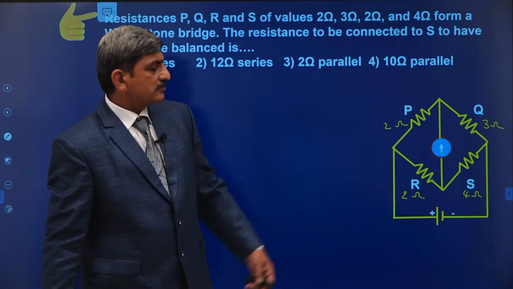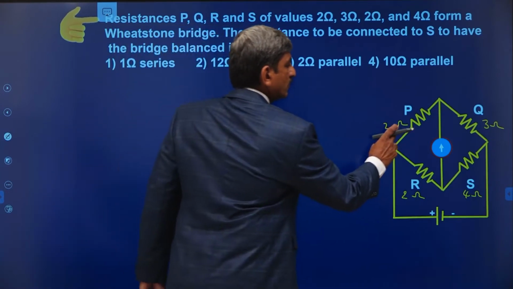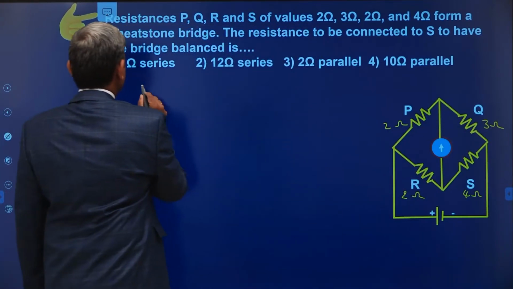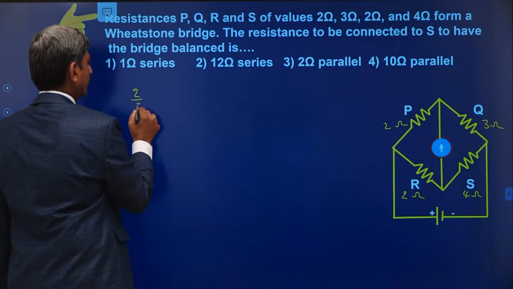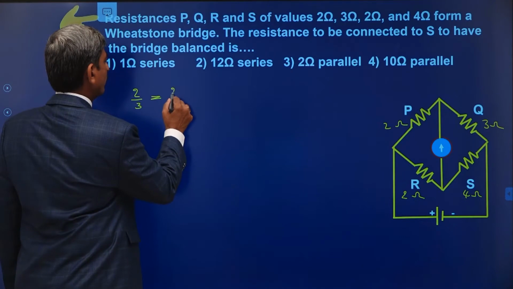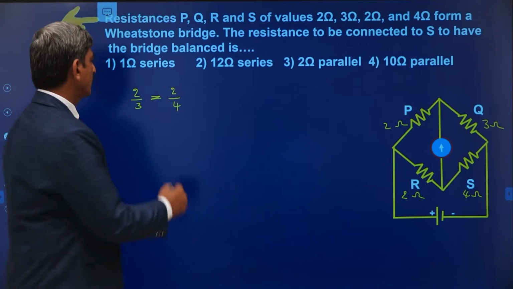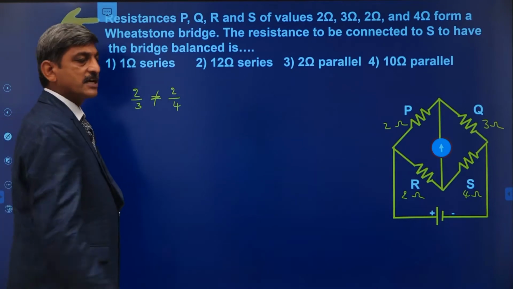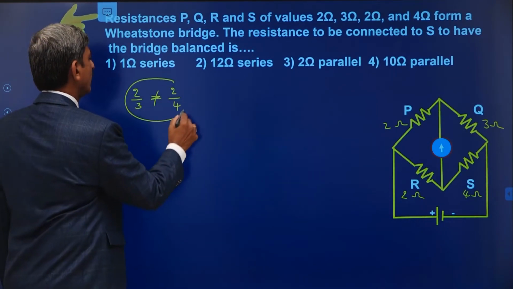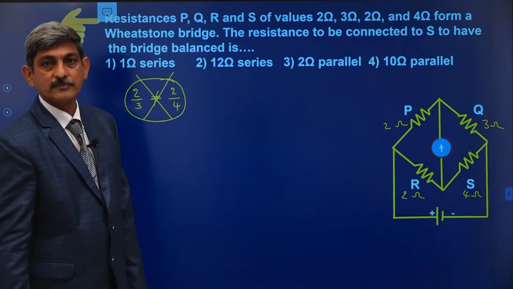So look at the diagram. Is the bridge balanced for the given values? So 2 by 3 is equal to 2 by 4. Is the balancing condition satisfied? No. The balancing condition is not satisfied, so for the given resistance values, the bridge is not balanced.